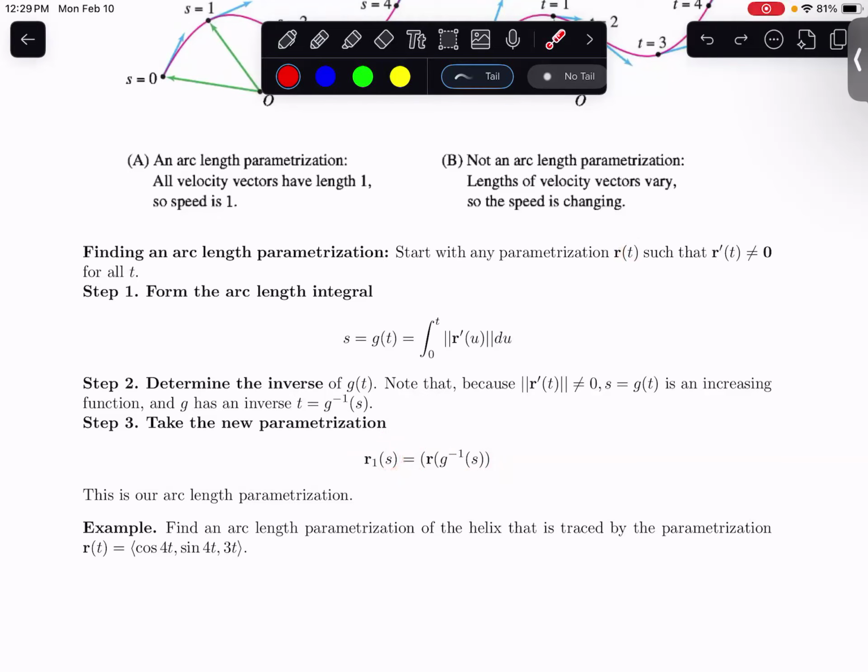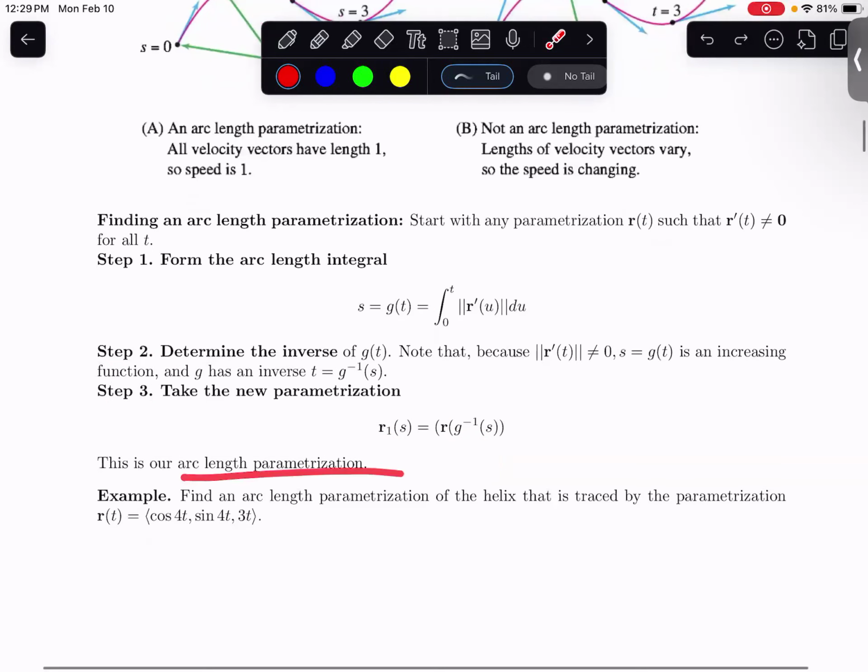So even though there's 3 different steps and you're thinking I need to memorize 3 different steps, the ideas are intuitive, right? You relate s and t with one another, you write t as a function of s, and then you substitute t is equal to this new function in terms of s, right? Those are the main 3 steps here. And this ends up giving you the arc length parameterization.